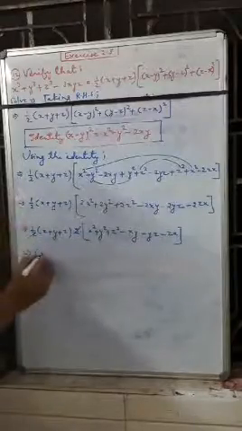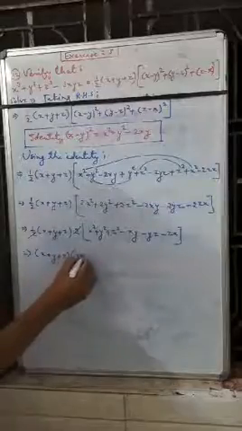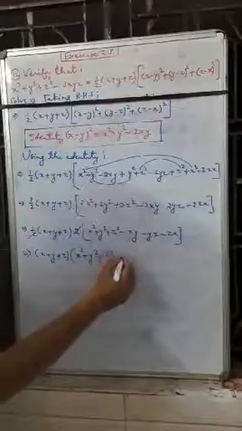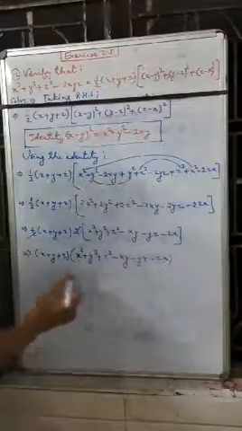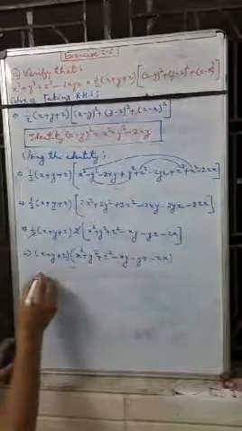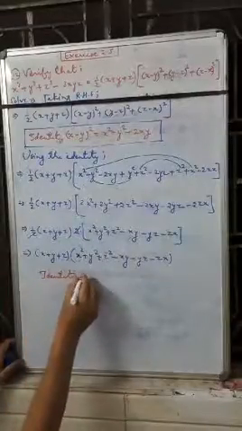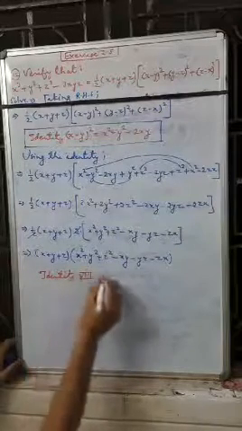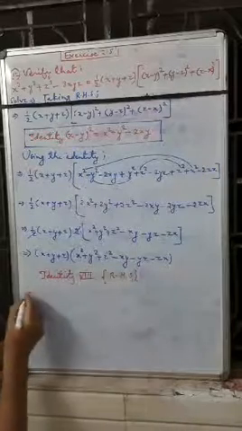So we will get x plus y plus z in the next bracket, x square plus y square plus z square minus xy minus yz minus zx, which we have written as identity number 8. It is the right hand side of identity 8.